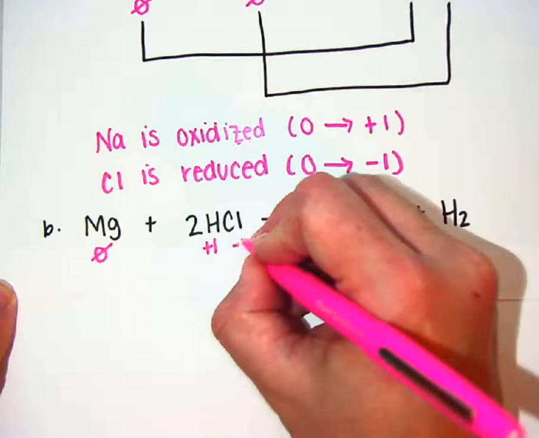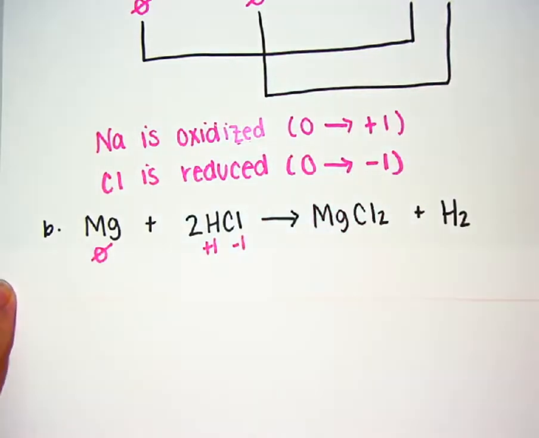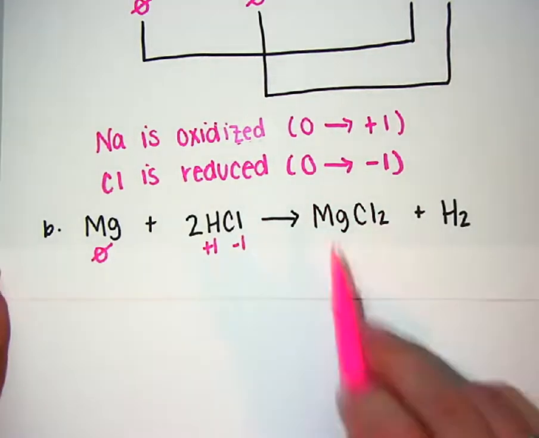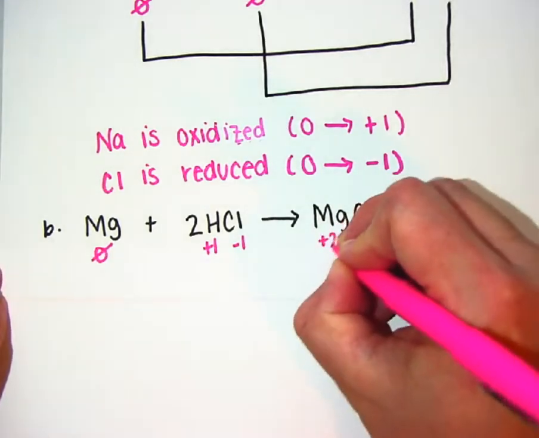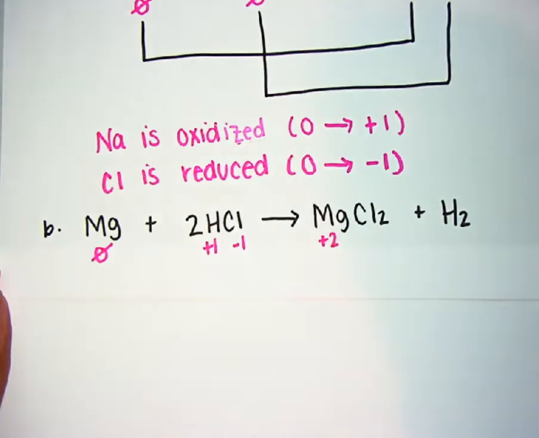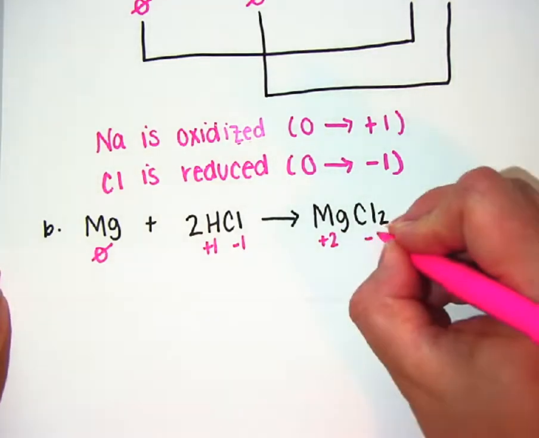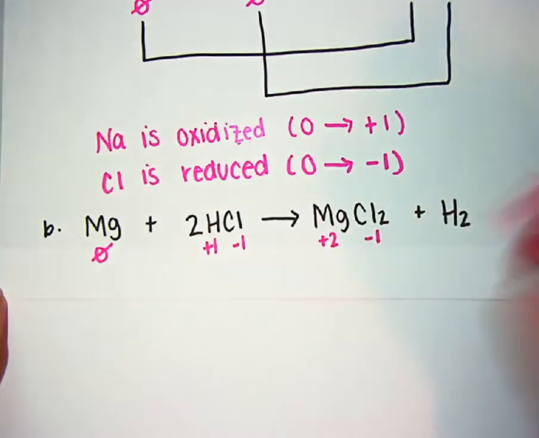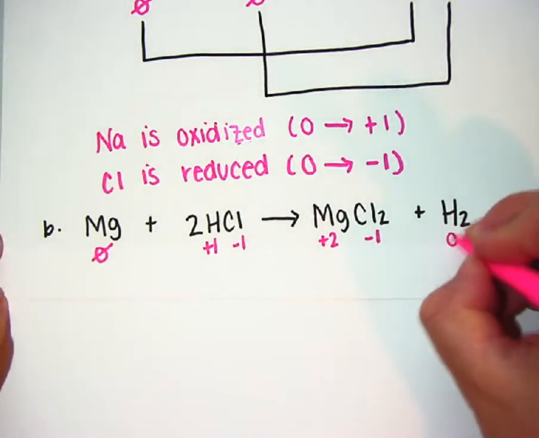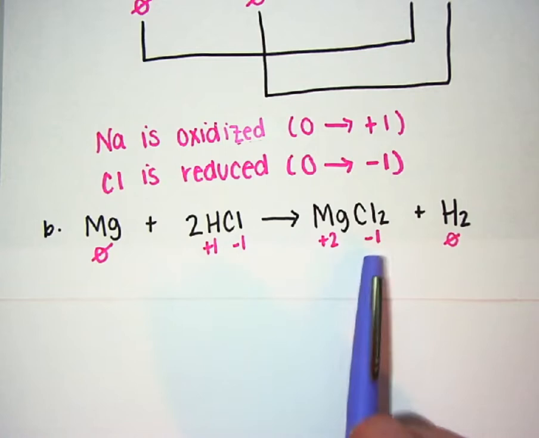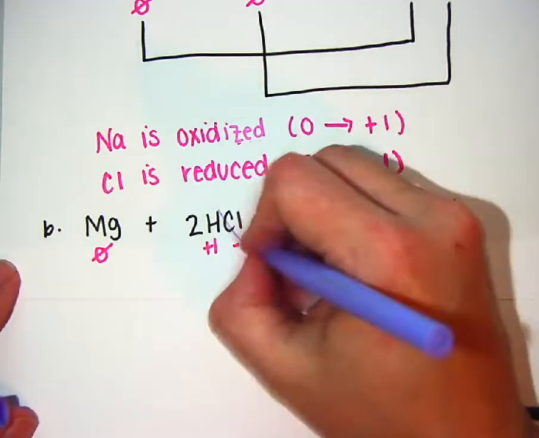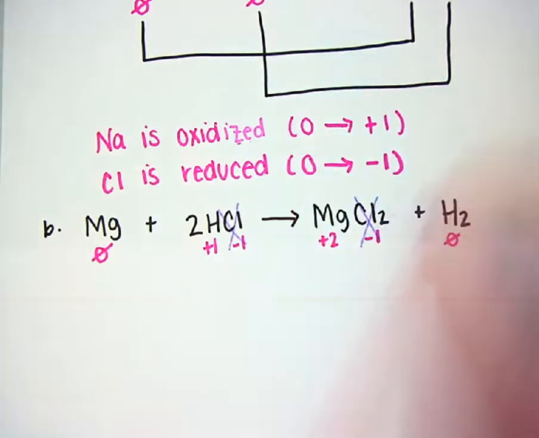Chlorine is a group 7 halogen. Halogens have an oxidation number of negative 1. Magnesium is a group 2 metal. Group 2 metals have an oxidation number of plus 2. And again, chlorine is a halogen. Hydrogen by itself, in its elemental form, has an oxidation number of 0. So the oxidation number of chlorine doesn't change. So we can ignore chlorine.